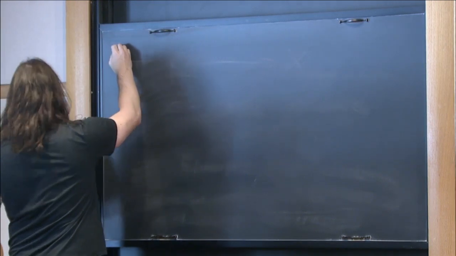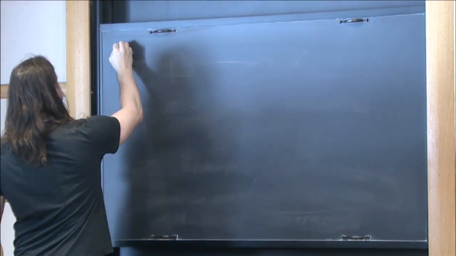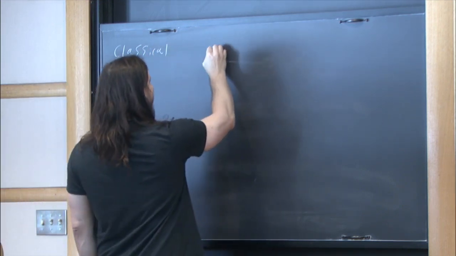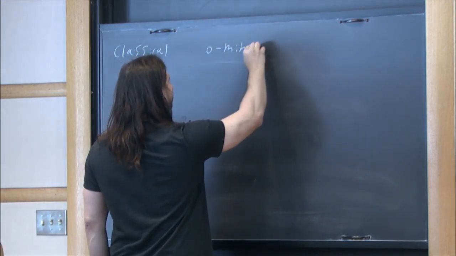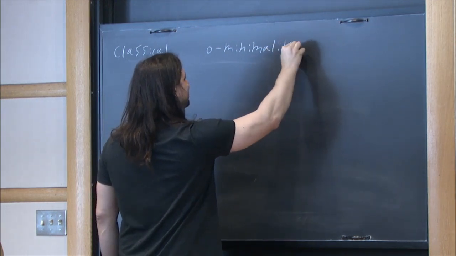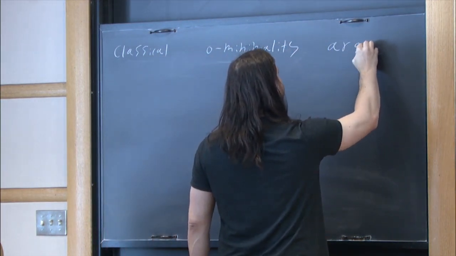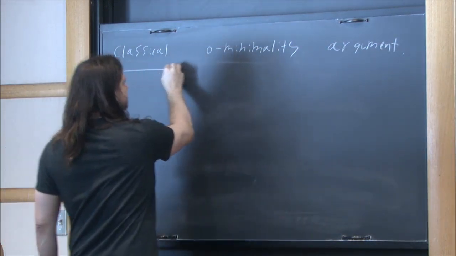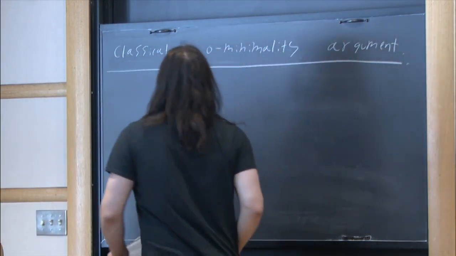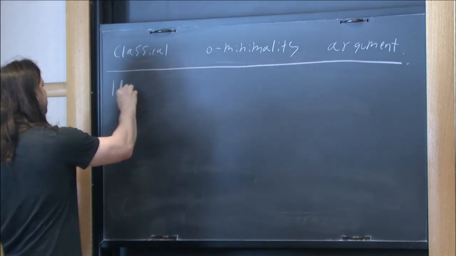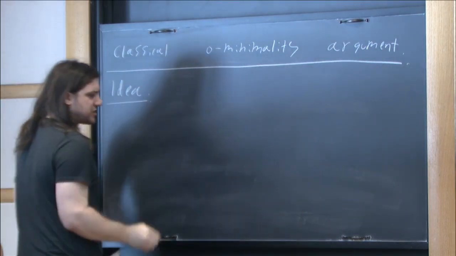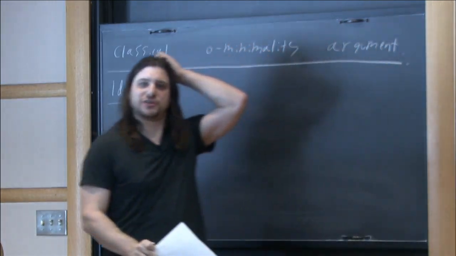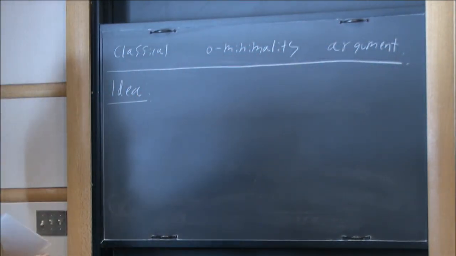All right, so let's talk about first the classical o-minimality argument to proving these kinds of statements. Let me talk about the idea and a couple of inputs that go into the proof, and I'll explain where those inputs go wrong.